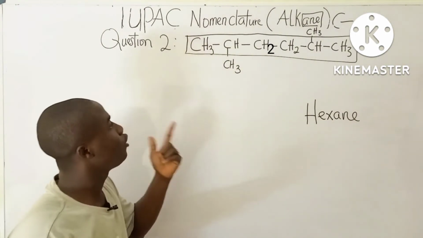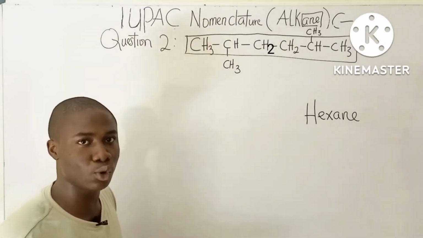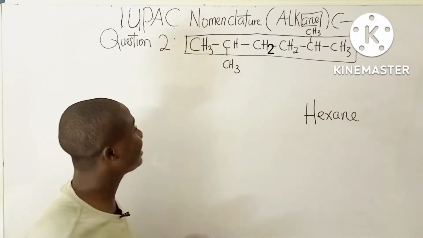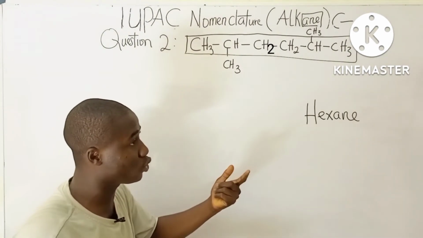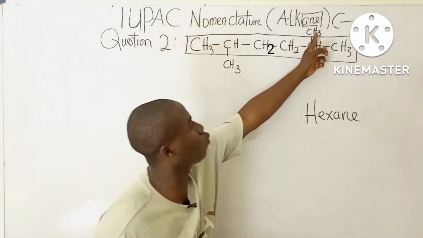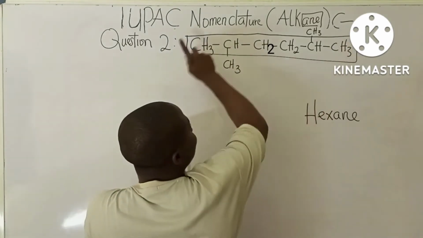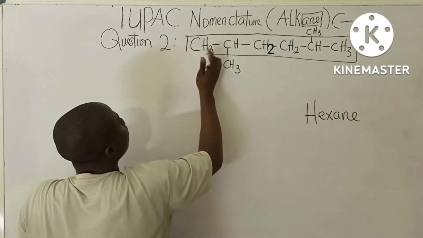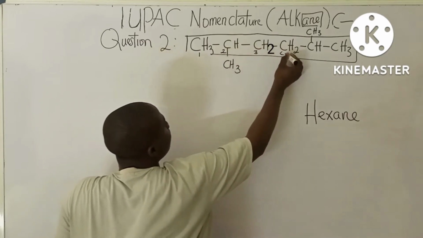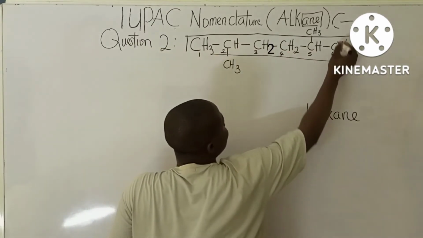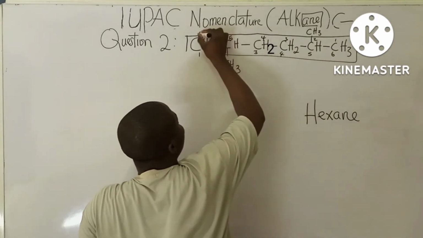After doing that, you simply number the longest continuous chain. That was rule number 3. Recall, I said that numbering the longest continuous chain, you must number in the direction so the substituent should have a lower number. So let's count like this and count like this and see which one has a lower number. So here is 1, here is 2, here is 3, 4, 5, and 6. 1, 2, 3, 4, 5, and 6.